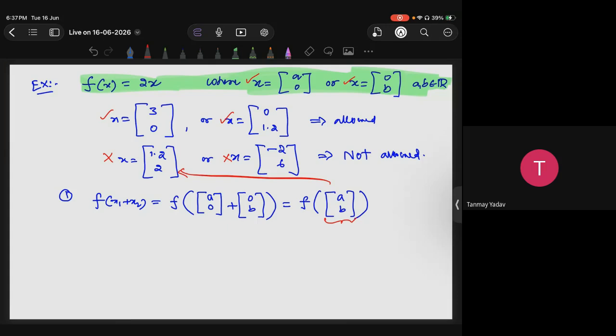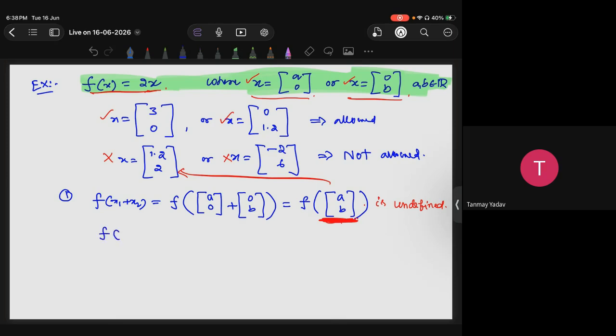Yes, ma'am. So if that is the case, I cannot use this function. Correct? Yes, sir. Why? Because f of x is equal to 2x, my x has to be like this only or like this only. But I'm trying to use x like this. So it means that this is undefined. Am I correct?